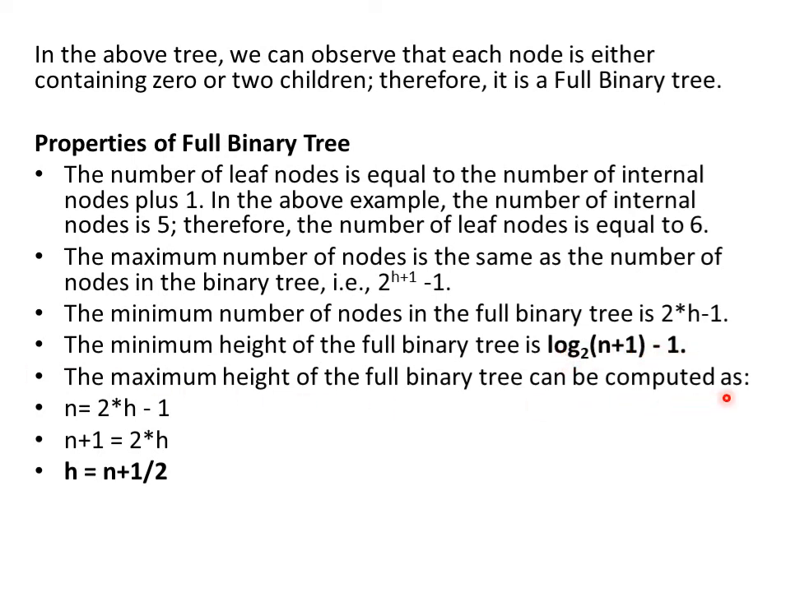The maximum height of the binary tree is computed as shown here: n equals 2 into h minus 1. Now what I will do, I will shift 1 here, therefore n plus 1 equals 2 into h. Now I want the h. If I keep h here, h equals n plus 1 whole divided by 2. This is the maximum height of the binary tree, that is the full binary tree.